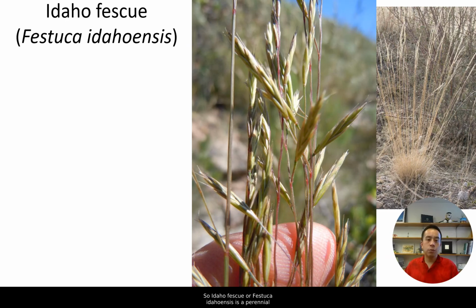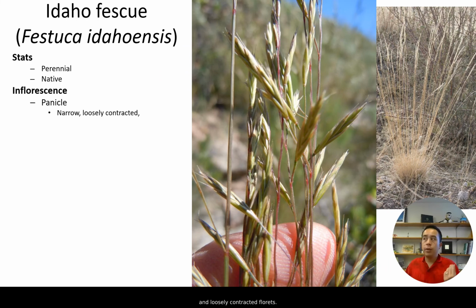So Idaho fescue, or Festuca idahoensis, is a perennial native grass, and the inflorescence is a panicle type. Typically, the panicles have very narrow and loosely contracted florets, and so you can see the panicles in the drier image. You can see most of them are contracted, which means they're just barely angled off of that stem, and that creates a narrow kind of inflorescence look.